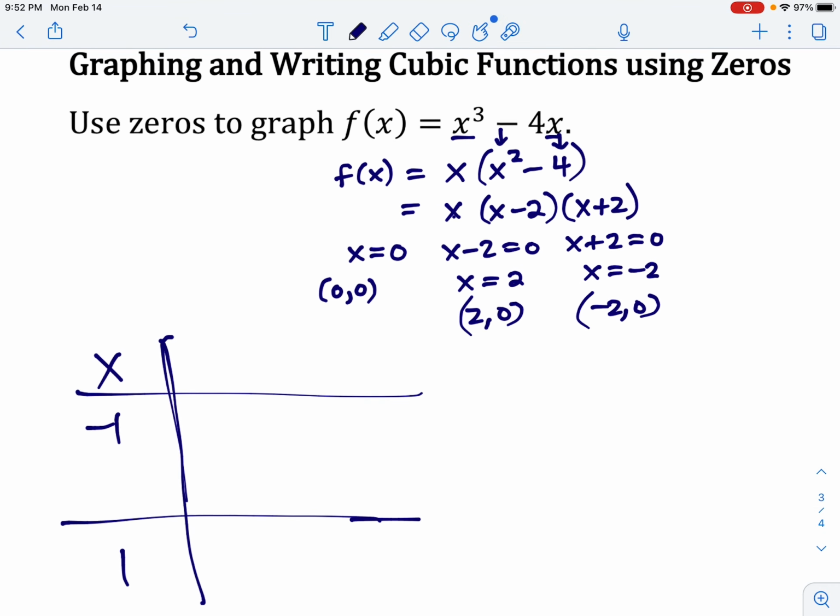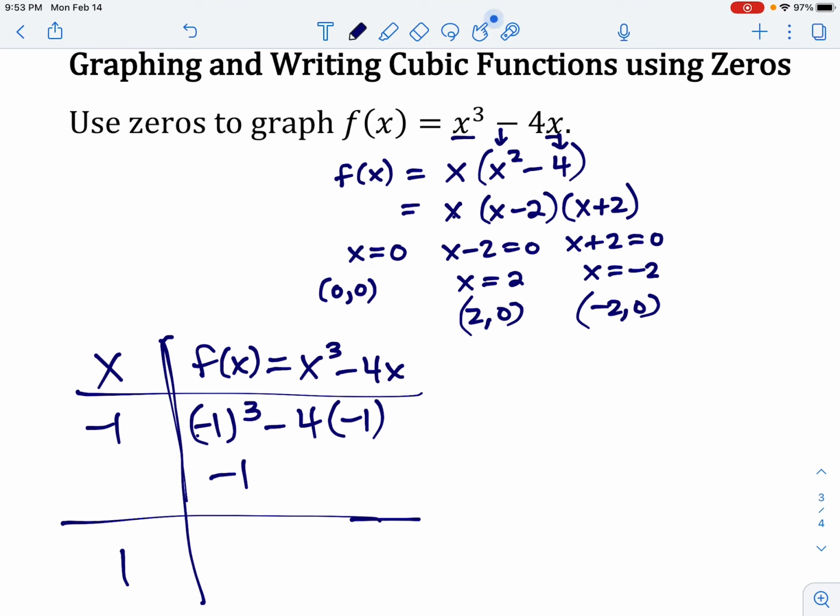So let's take negative 1 and we're going to plug it into our function. So remember f of x equals x to the third power, or x cubed, minus 4x. Plug that in, so negative 1 cubed minus 4 times negative 1. Negative 1 cubed is negative 1 times negative 1, which is positive 1, times negative 1 again is going to give me negative 1. Negative 4 times negative 1 is positive 4. So negative 1 plus 4 is equal to 3. So the ordered pair I'm going to graph is negative 1, 3.